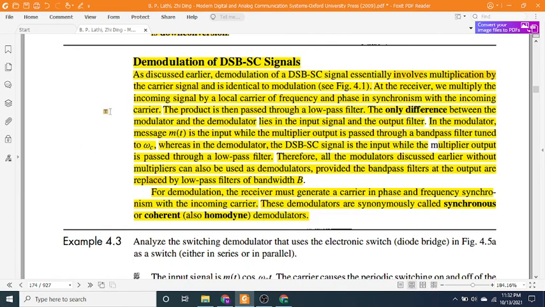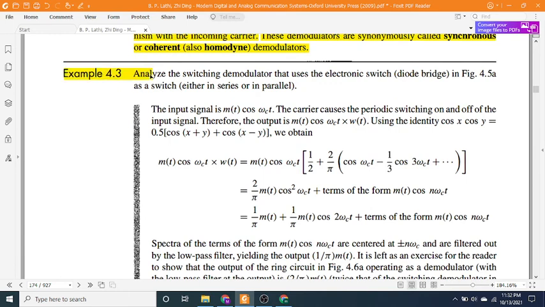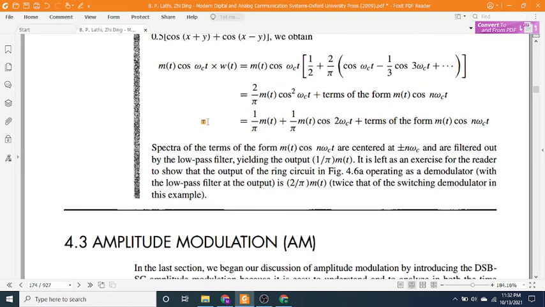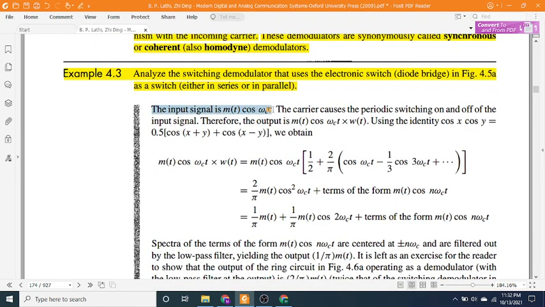Example 4.3. Analyze the switching demodulator that uses the electronic switch diode bridge in Fig. 4.5a, as a switch either in series or in parallel. The input signal is m(t)cos ωc t. The carrier causes the periodic switching on and off of the input signal. Therefore, the output is m(t)cos ωc t w(t).